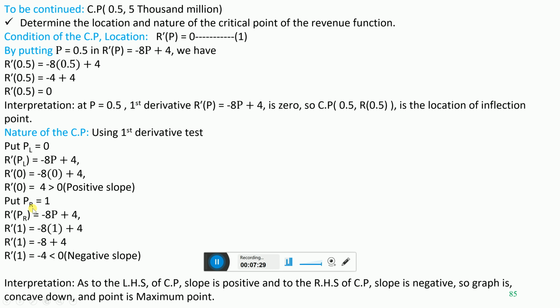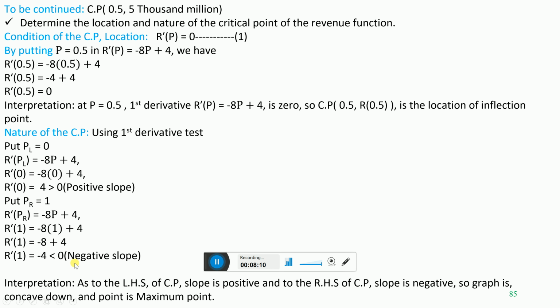And now we will check to the right of 0.5. We will check to the left of 0.5 and we will check to the right of 0.5. To the left of 0.5 we checked at 0, the nearest value, and that slope is positive. Now we will check to the right hand side. What is the near value to the right hand side of 0.5? That is 1. I am checking the first derivative of the revenue function at 1. So r prime of 1 is equal to minus 8 times 1 plus 4, which is minus 8 plus 4, so r prime of 1 is minus 4.